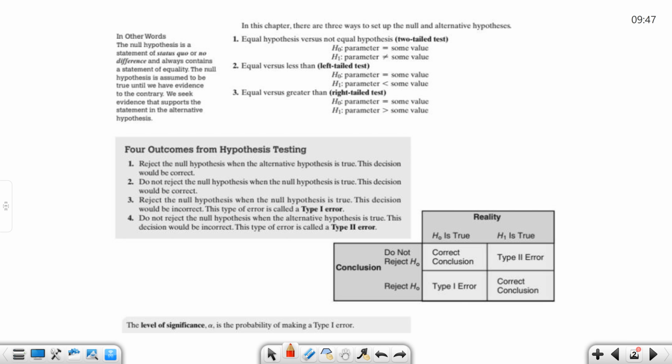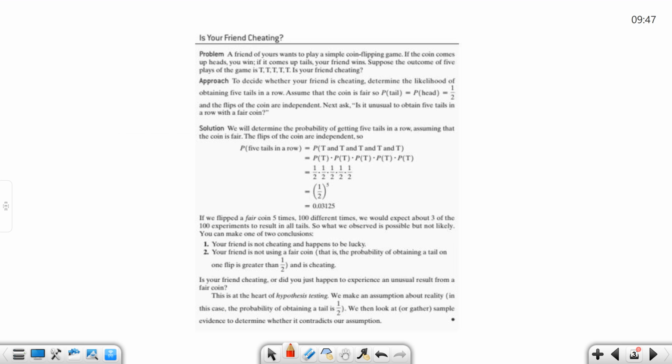The level of significance, this is the Greek letter alpha. That's alpha, okay, lowercase alpha. Alpha is the probability of making a type 1 error. That's the level of significance. So they call that alpha, that level of significance, the probability of making a type 1 error.